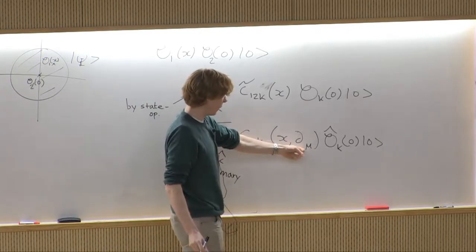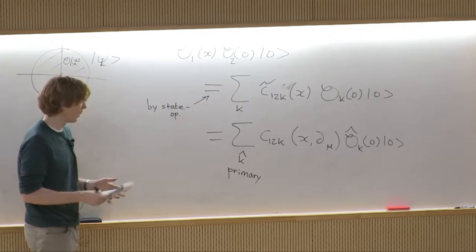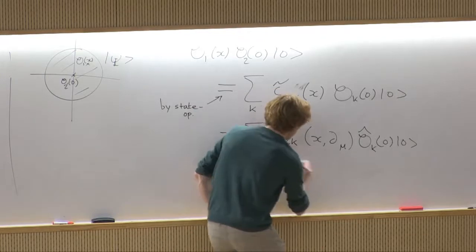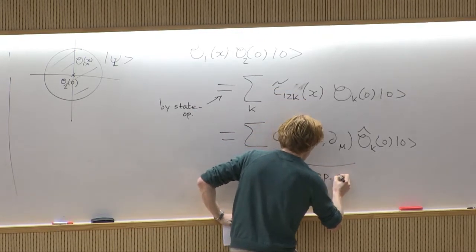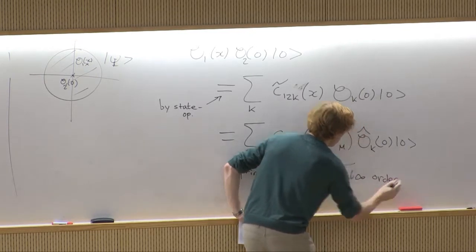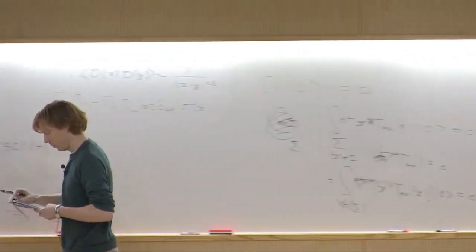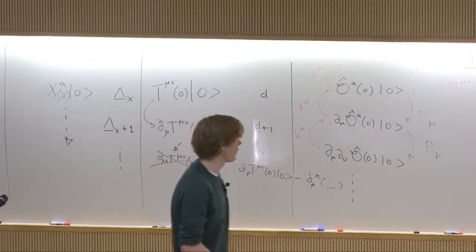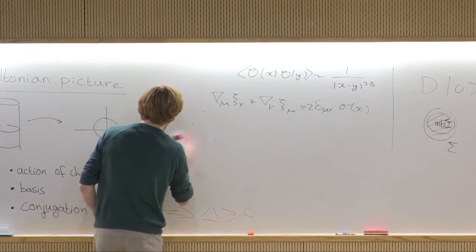And this d mu, of course, acting with d mu gives you a descendant. So in general, you may need infinitely many descendants. And so in general, this would be a differential operator of infinite order. So it's an infinite order non-local differential operator. This is true by virtue of the state operator correspondence, and that's already quite nice.